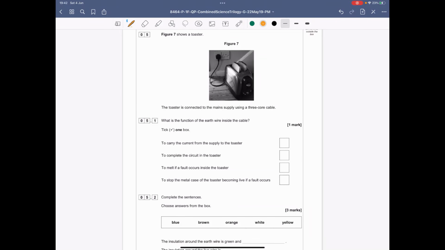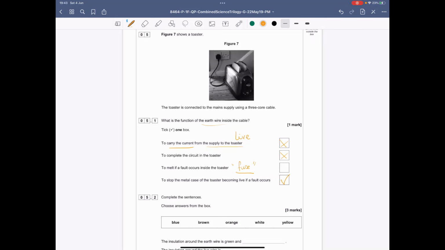Question 5 then, it shows a toaster. The toaster is connected to the main supply using a 3-core cable. What is the function of the earth wire inside the cable? To carry the current from the supply to the toaster, well, that carrying the electrical charge and current in is the job of the live wire, so it's not that. To complete the circuit in the toaster, no, it's not that. To melt if a fault occurs inside the toaster, well, that's the job of the fuse. The fuse is the little device that melts inside the plug if too much current occurs, or to stop the metal case of the toaster becoming live if a fault occurs.